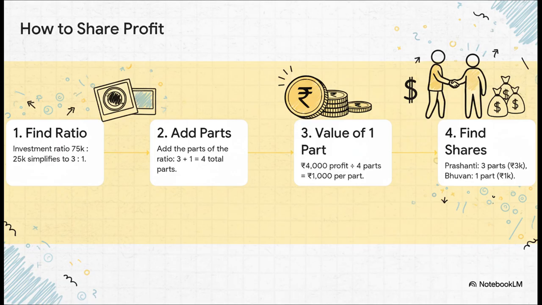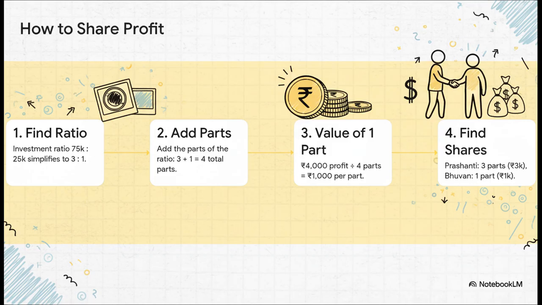Second, add those ratio parts together. 3 plus 1 gives us 4 total parts. Third, find out how much one part is worth. The total profit is 4,000 rupees, divided by 4 parts, that's 1,000 rupees for each part. And finally, step 4, give them their shares. Prashanti gets 3 parts, so that's 3,000 rupees. Bhuvan gets 1 part, so that's 1,000 rupees.